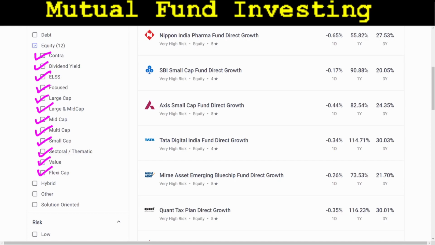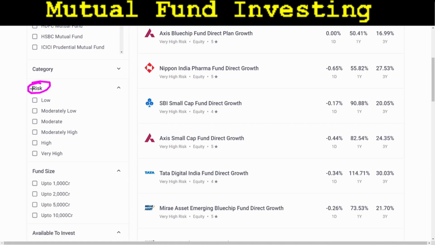So they are flexible in their market capitalization, and hence they are called flexi cap funds. So this was a broad classification of equity oriented mutual funds. The next parameter is risk profile. And based on your risk taking capacity, you can select from the different options that are listed here.